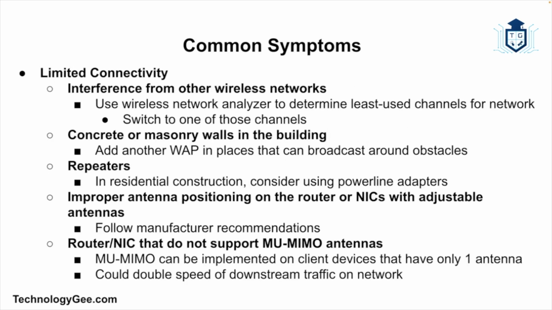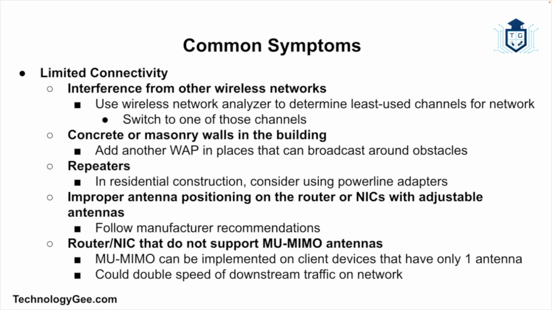Next symptom you might experience is limited connectivity. A low signal on a wireless network can be caused by the following. The first one is interference from other wireless networks. If that's the case, you want to use a wireless network analyzer to determine the least used channels for the network and switch to one of those channels.